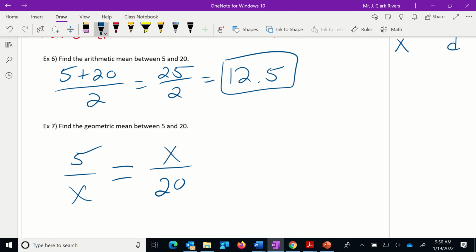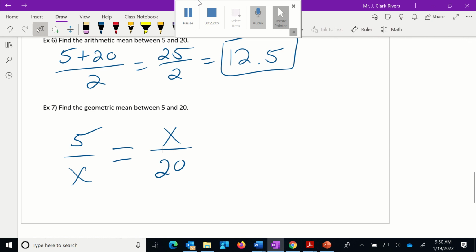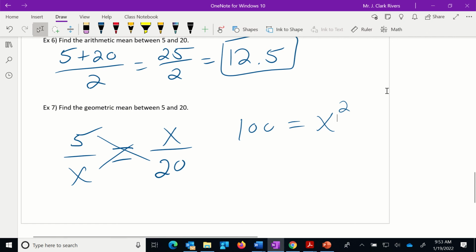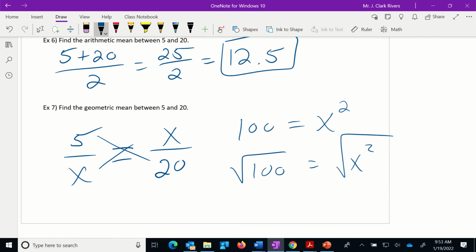In the geometric mean, the means are equal to each other. We don't know what they are, but we do know they're equal. We do know the extremes are 5 and 20. So with that in mind, go ahead and solve for X. I'm going to pause the video now. 5 times 20, that's 100. That is equal to x times x, which is x squared. How can we solve for this variable? Take the square root of both sides. So the square root of 100 is equal to the square root of x squared.